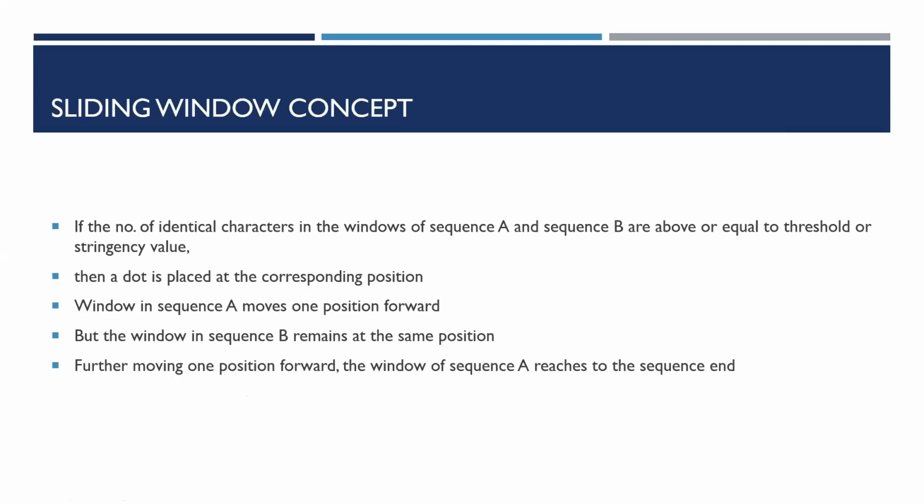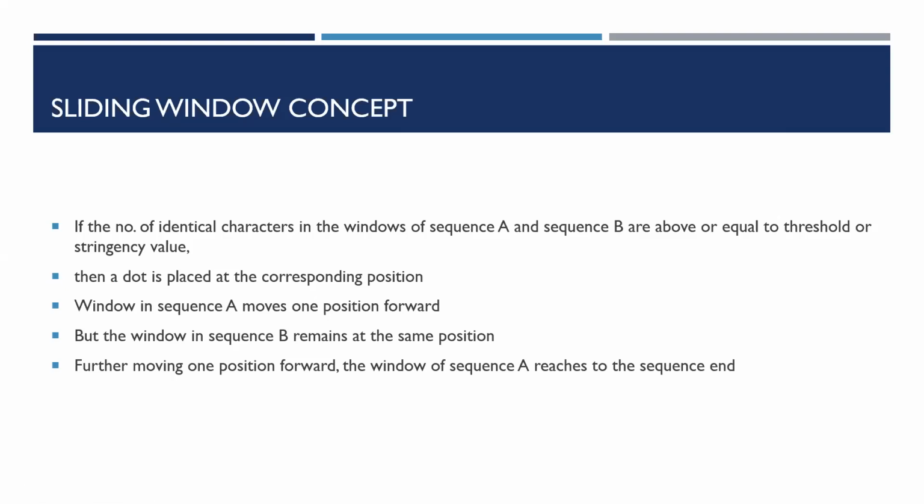When you compare these two windows from sequence A and sequence B, if the number of identical characters in these two windows is above or equal to the threshold or stringency value, that threshold or stringency value needs to be defined. Say, for example, in a window of 10 characters, if the threshold or stringency value is defined to be 6, that means if the number of identical characters in these two windows is 6 or above, in that case a dot is placed at the corresponding position.